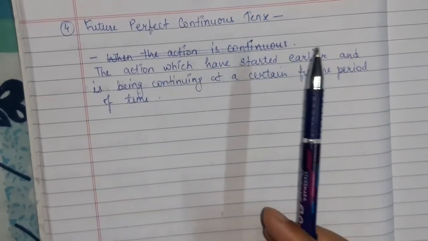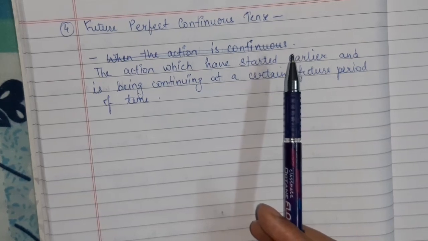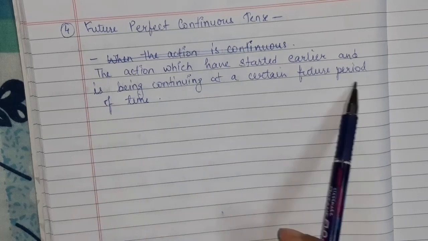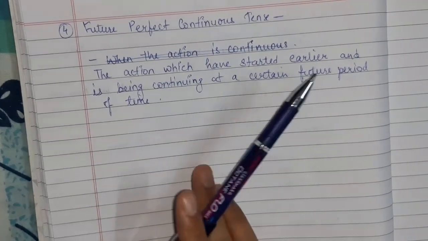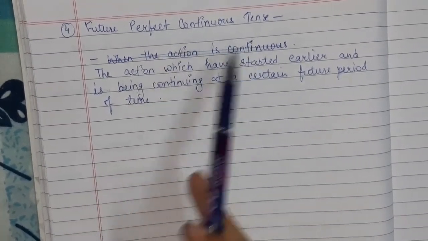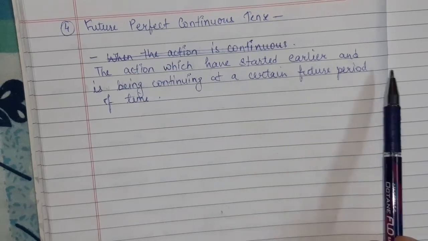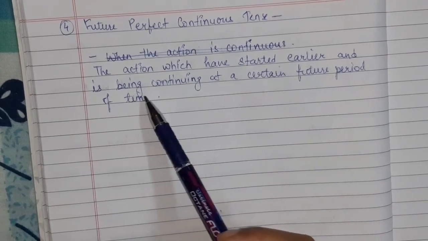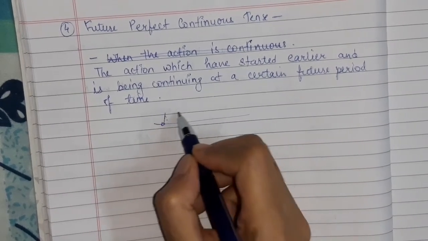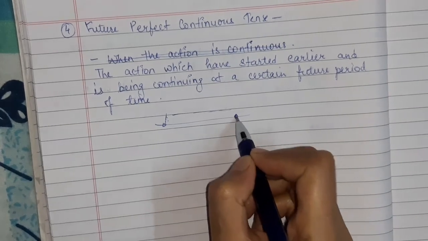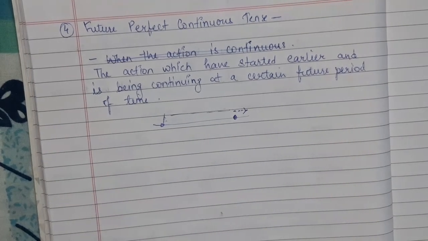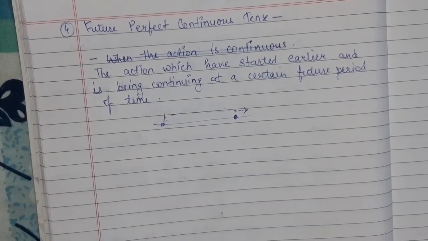In future perfect continuous tense, or in all perfect continuous tenses, we express the starting point, which is already expressed, and after that the continuation of the action at a certain point of time is expressed. So the future perfect continuous tense means the action has already started earlier and continues at a certain future period of time. For example, the action has already started, and suppose this is a certain future time, at that time also it is going on; it will continue.